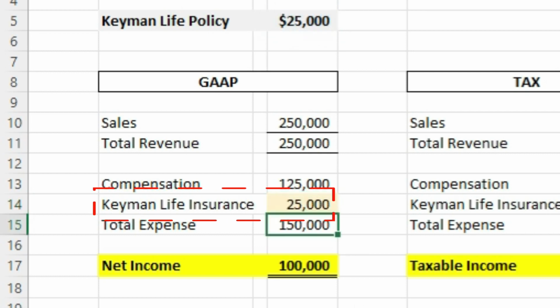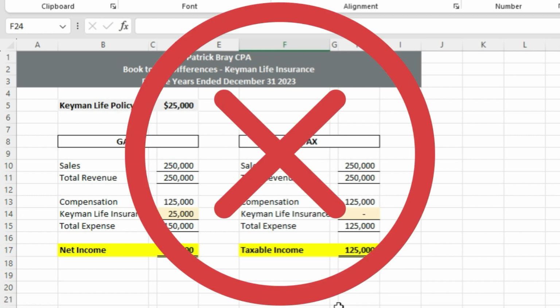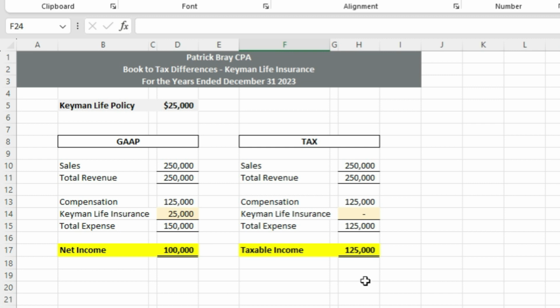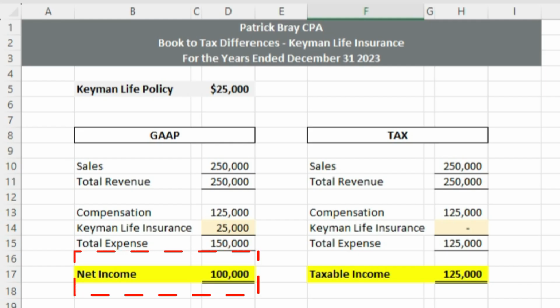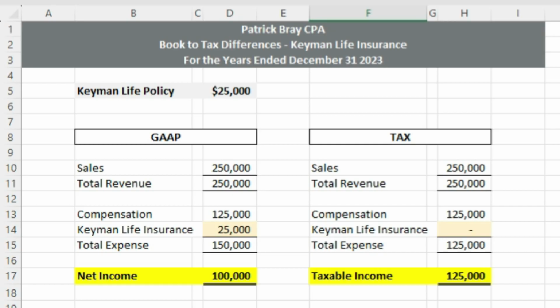You're just going to deduct it. Now, on a tax basis, life insurance policies are not deductible. So you're going to have this permanent difference between your tax accounting and your GAAP accounting on these Keyman life insurance or any sort of life insurance policies. And you'll notice on our GAAP basis of accounting, we have $100,000 of net income. And on our tax basis of accounting, since we cannot deduct the life insurance policy in this example, we end up with taxable income of $125,000. So in that situation, we're going to pay a little bit more tax than we initially thought on a GAAP basis because we can't deduct our life insurance policy.